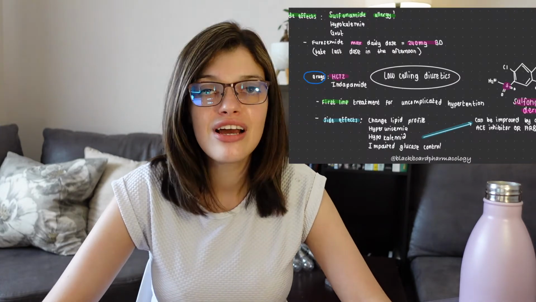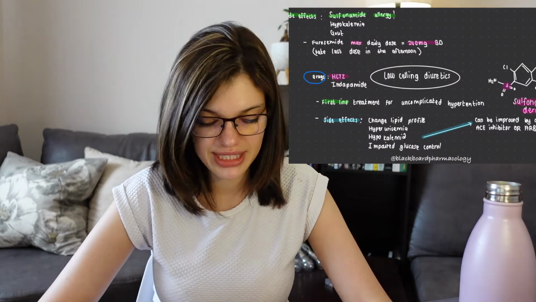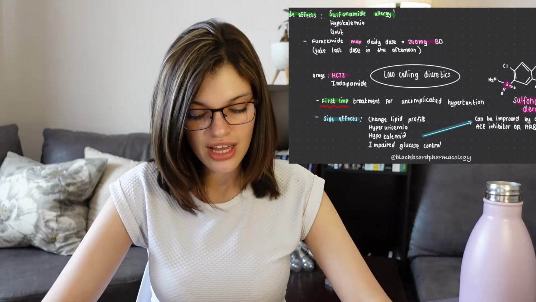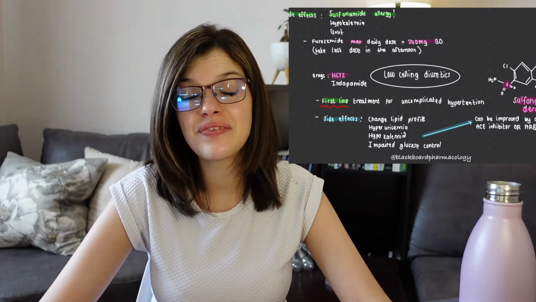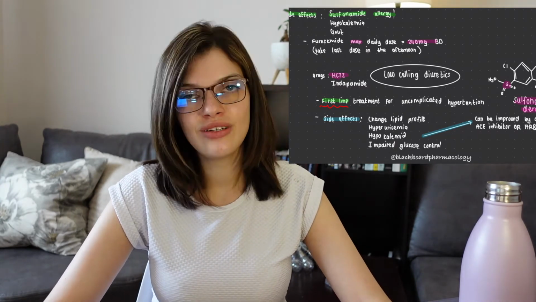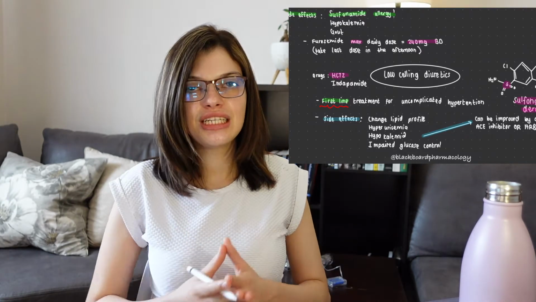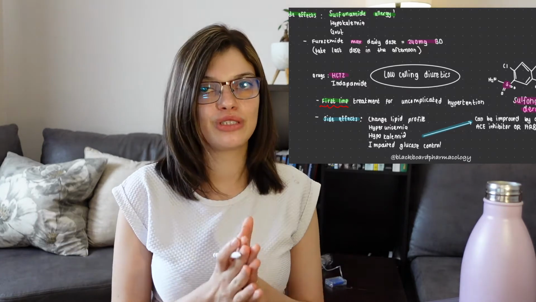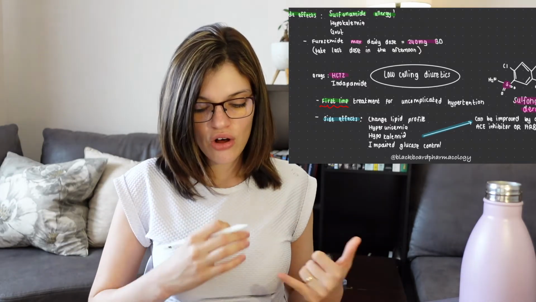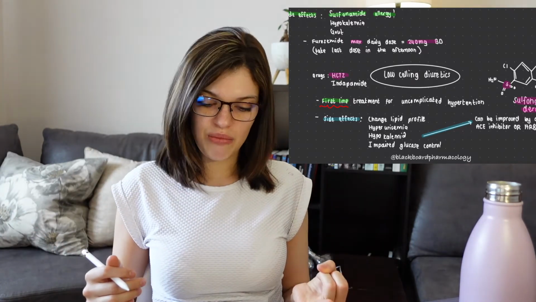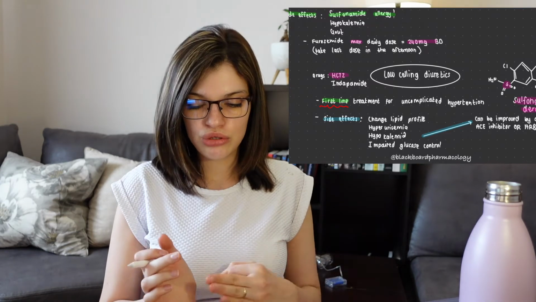Let's start with diuretics. Let's start with the low ceiling diuretics. Examples of drugs in this class include hydrochlorothiazide and indapamide. Now this is a first line treatment for uncomplicated hypertension. It's also often used in combination with something like an ACE inhibitor or an angiotensin receptor blocker. The side effects include a change in the lipid profile, so your patient can unfortunately develop high cholesterol due to this drug. Also hyperuricemia, which can lead to gout, hypokalemia, and impaired glucose control.